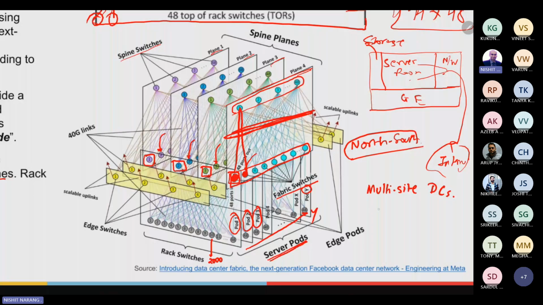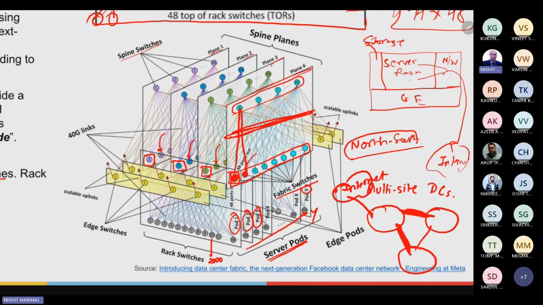Okay? So when there are multi-site data centers, let's say this is one data center, this is another data center, this is a third data center. These data centers are also connected amongst each other. So the edge pods are actually edge switches which are providing connectivity to the external world outside the data center. That's taking the traffic from the networking room to outside. So it could be traffic going over here to any other data center in a multi-site configuration, or it could be traffic going towards the internet. So that's what the edge pods are.